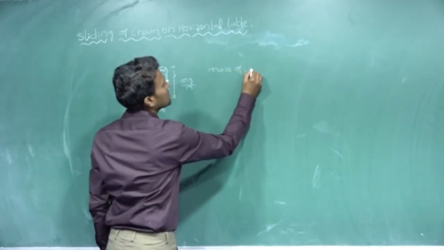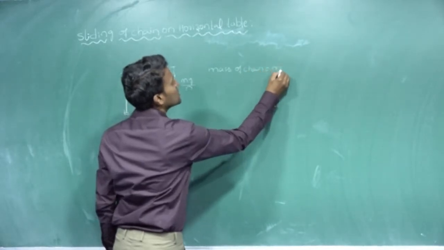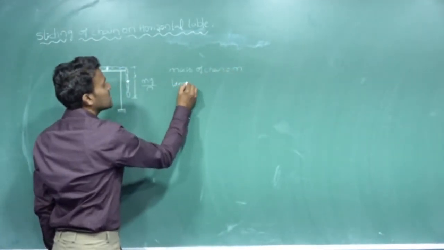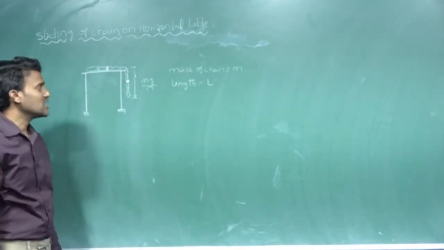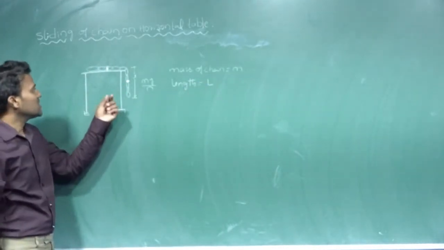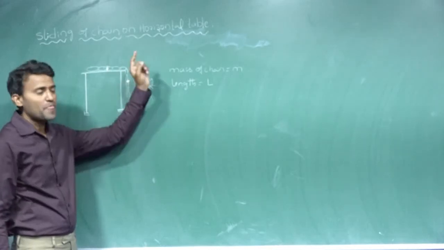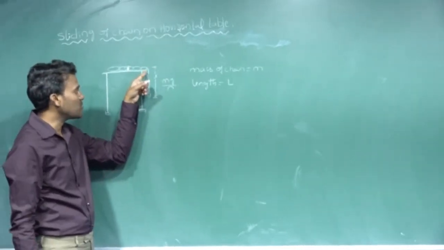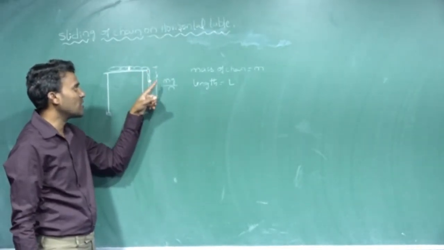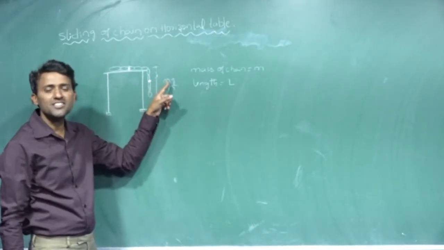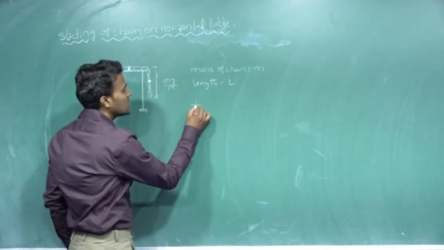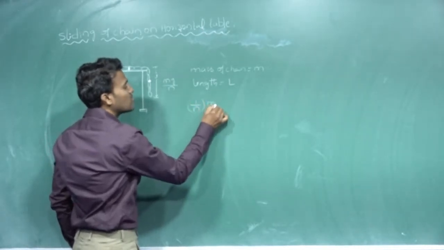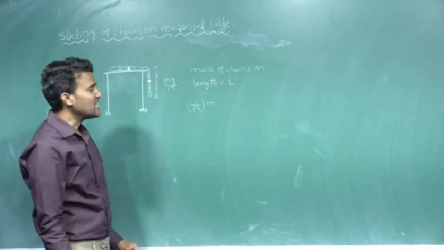mass of the chain is equal to small m, and length is capital L, isn't it? In this situation, see here, the hanging part is 1 by nth of the total mass. 1 by nth part of the total mass is hanging.